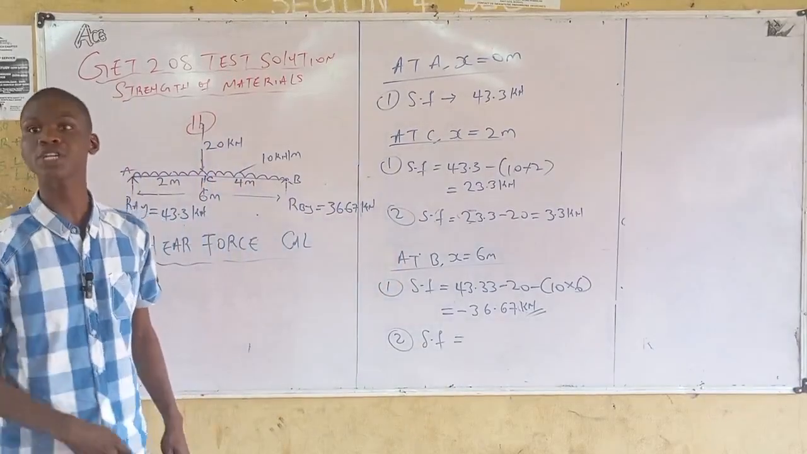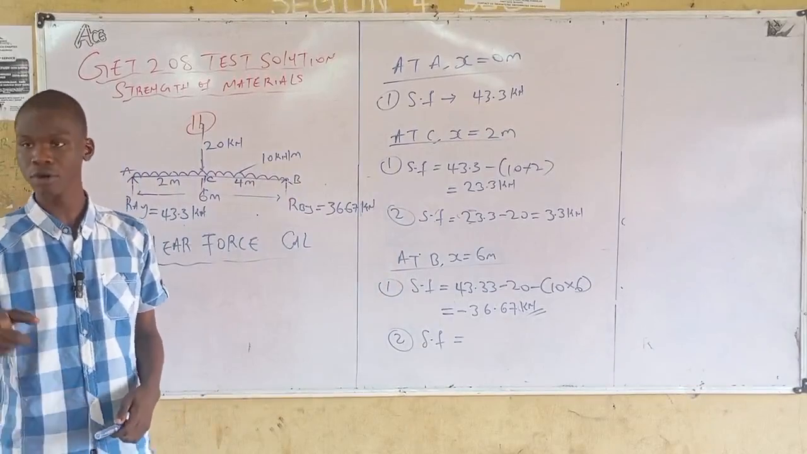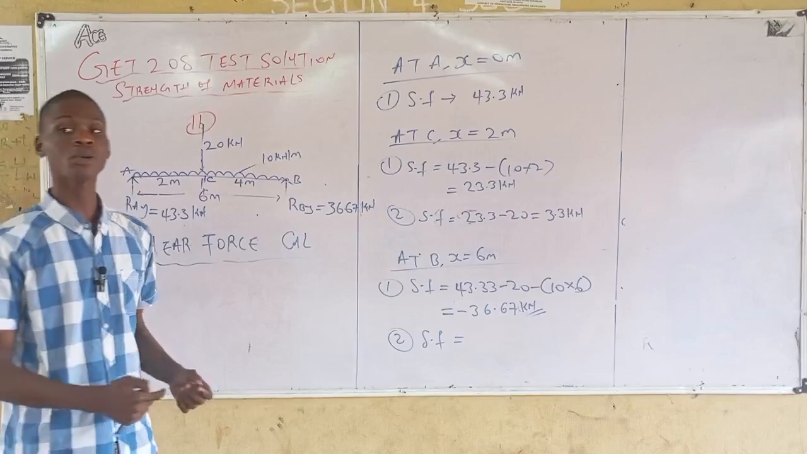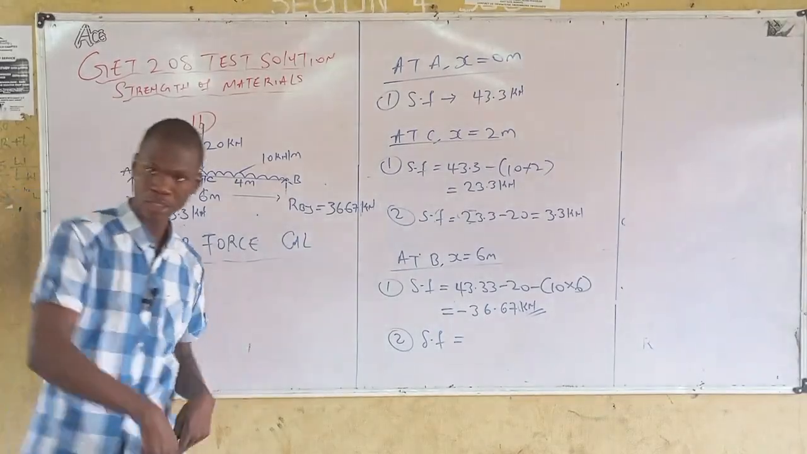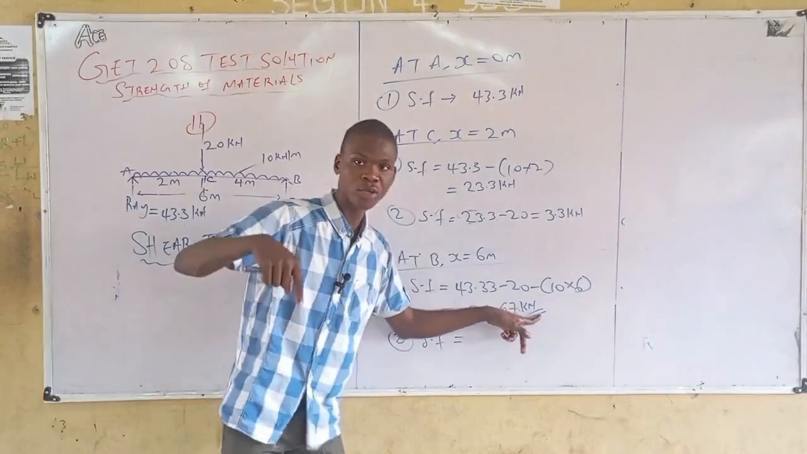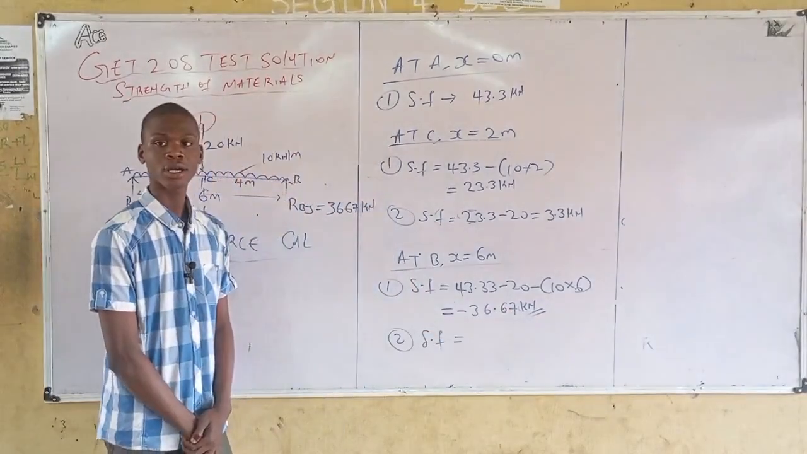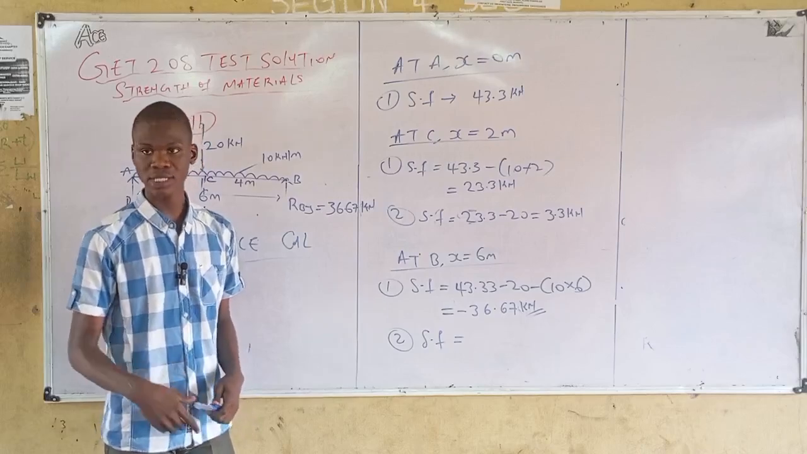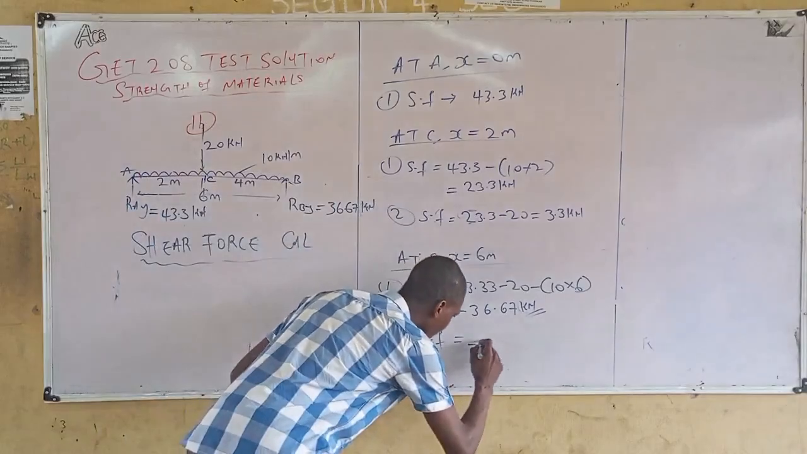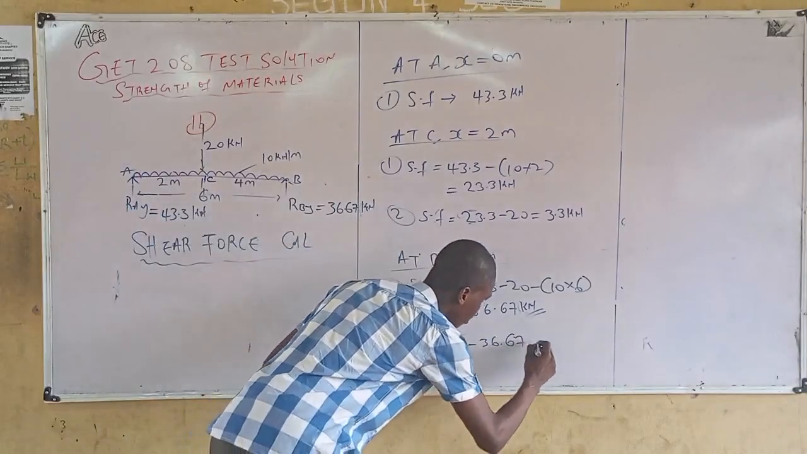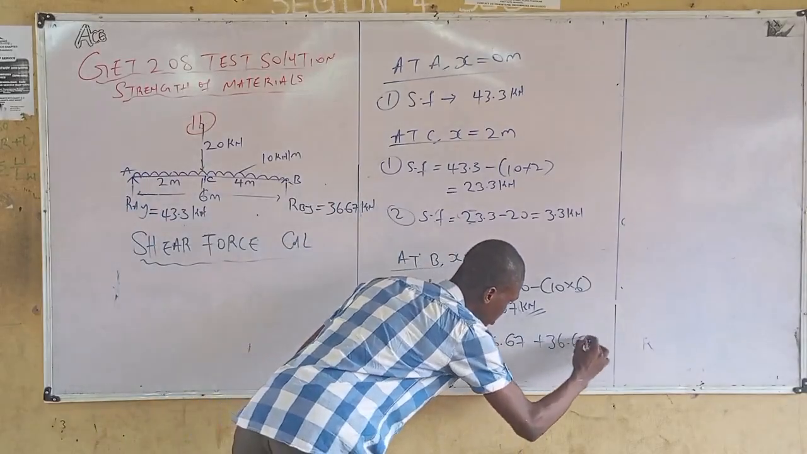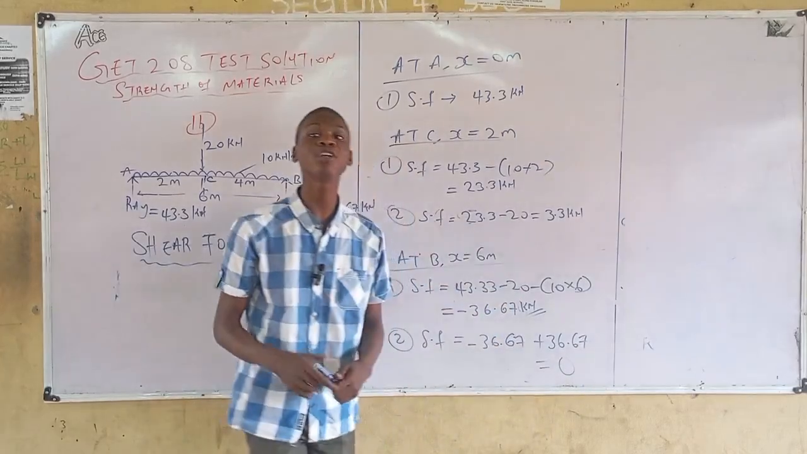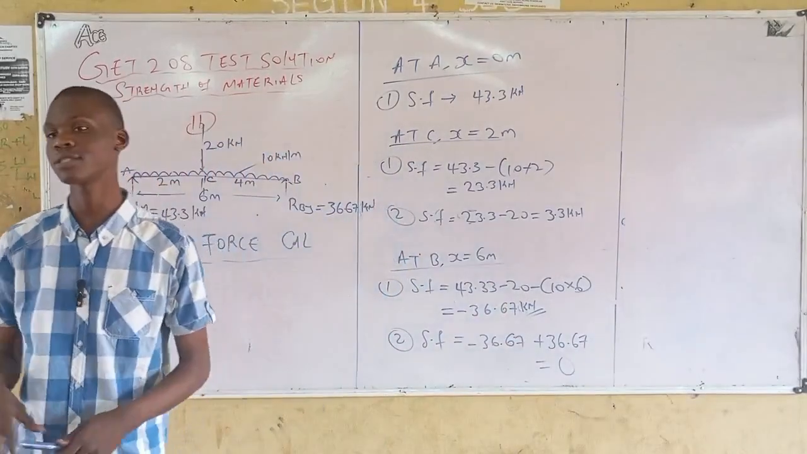Just recall the second condition of shear force calculation. What is the second condition? Algebraic sum of forces before and on. Before we got this. On, what do we have? 36.67. Acting upward or downward? What will be the sign? So what are you saying? Minus 36.67 plus 36.67, and this is equal to what? 0.